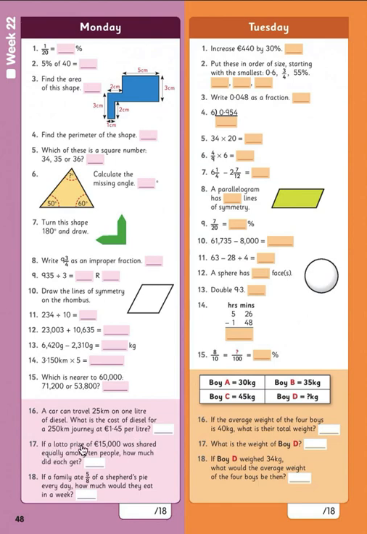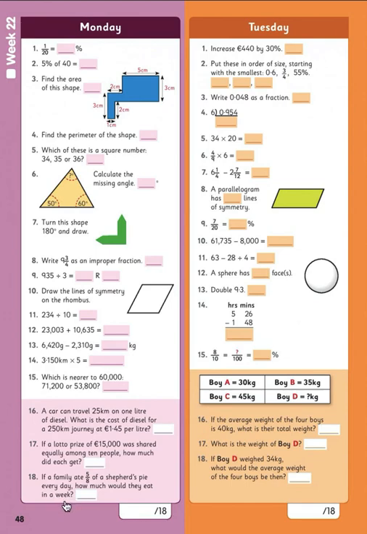If a lot of prizes, that of that was shared equally among 10 people, how much would they each get? So again, division. And if a family ate 5/8 of a shepherd's pie every day, how much would they eat in a week? So how many days are in a week? And you're going to be multiplying it by 5/8. Now remember, how many days there are in a week is not a fraction, but how do we make a whole number a fraction? We pop it over 1.